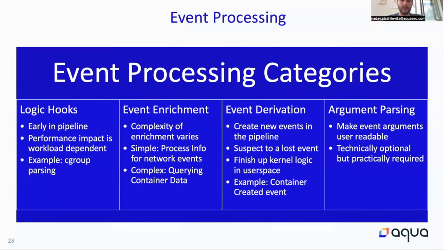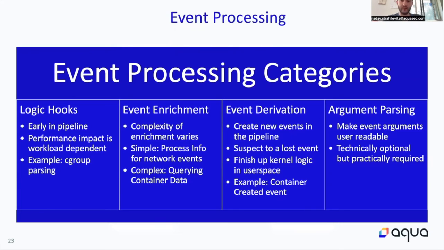Now that we've tackled how we reduce processing work, let's talk about what we actually process in our pipeline. We currently have 4 different categories of processing we do for events. One, logic hooks done after filtering, and this is mainly done to change states and caches that Tracee holds. Two, event enrichment, querying more fields into our event context or arguments, and the main example of that is container enrichment, which we will discuss next.